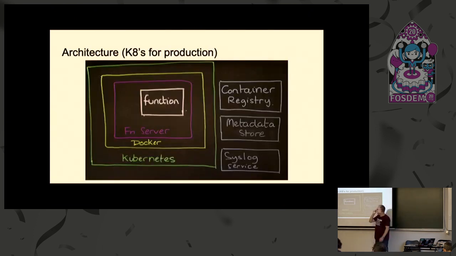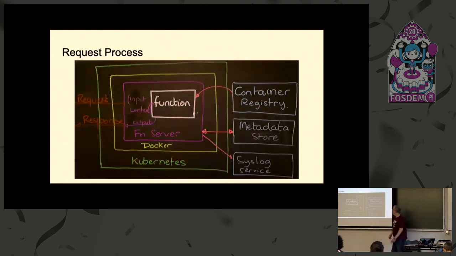The actual full architecture for deployment, we'd have Kubernetes. On my laptop, I just only ever run Docker. Docker, FN server, function. We've got a container registry, a metadata store which holds things like the endpoints, and a syslog service for errors. Okay, I'm going to need to go quicker.